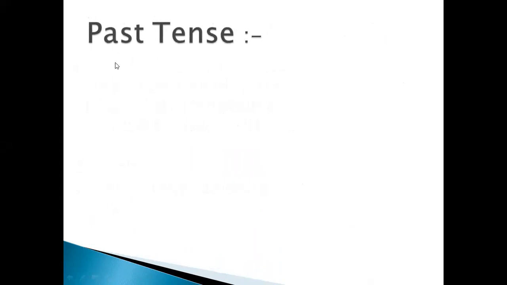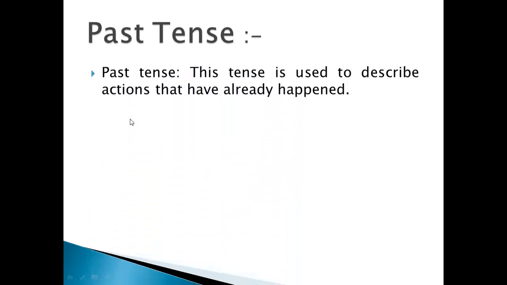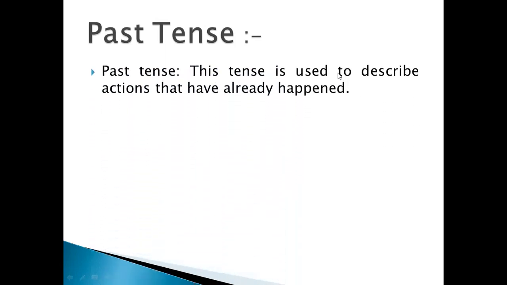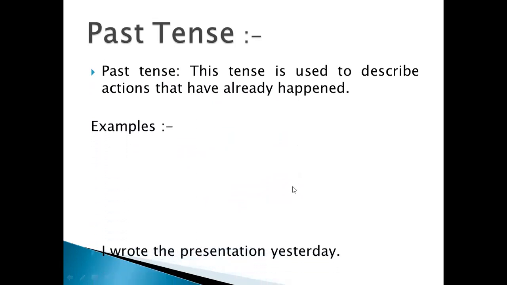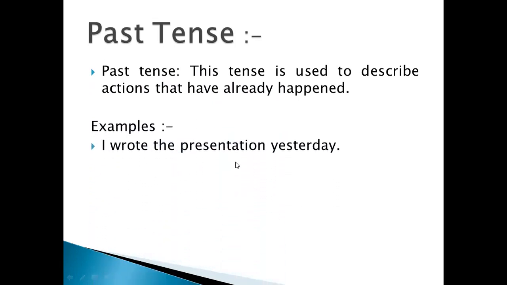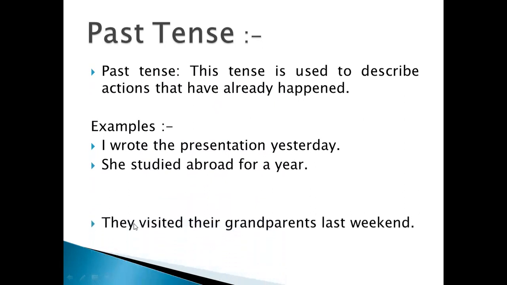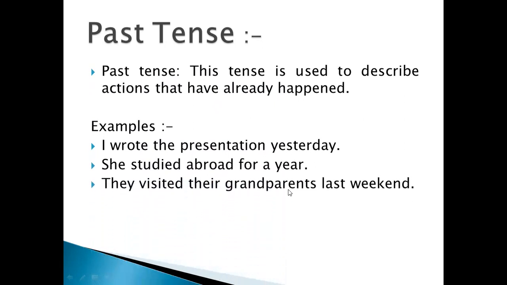So now we come to the next tense, which is past tense. Past tense is used to describe actions that have already happened. Examples: I wrote the presentation yesterday. She studied abroad for a year. They visited their grandparents last weekend.